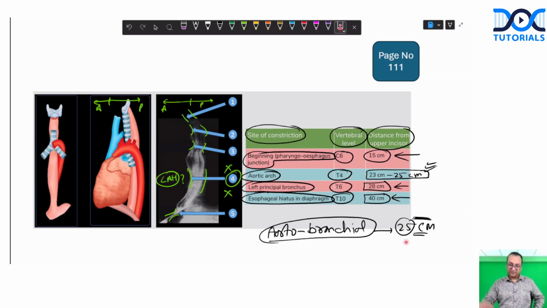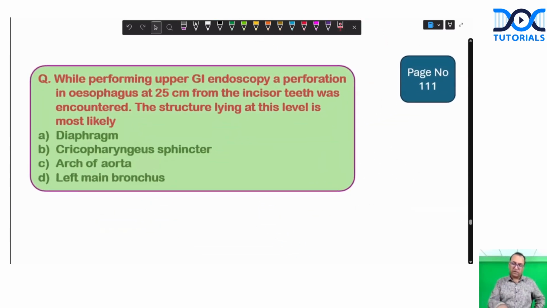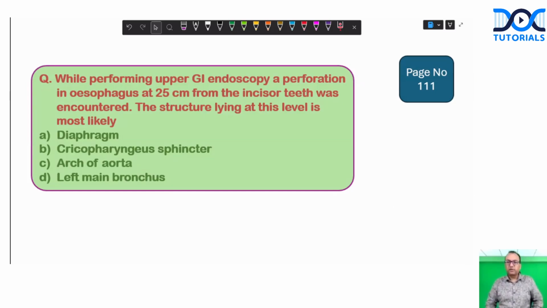But they have done that. So what is the problem? The problem is such questions. Page number 111. What is your answer? Try to follow Gray's anatomy as much as possible, but you can manipulate your answers. So while performing upper GI endoscopy, a perforation was found 25 centimeter from the upper incisor.